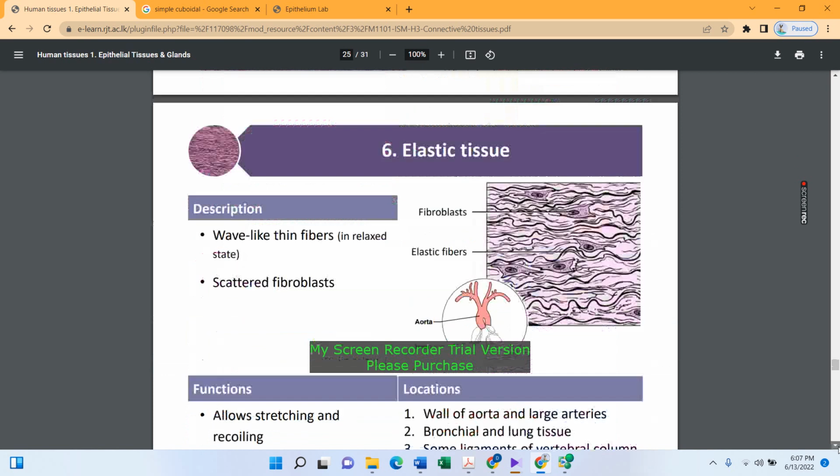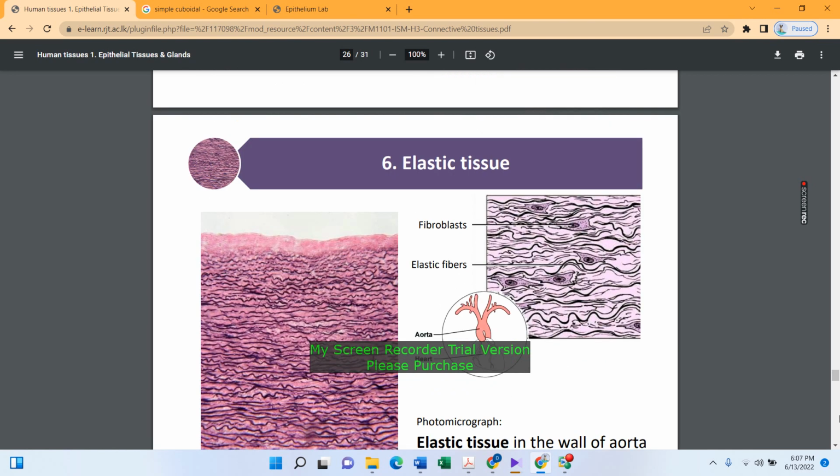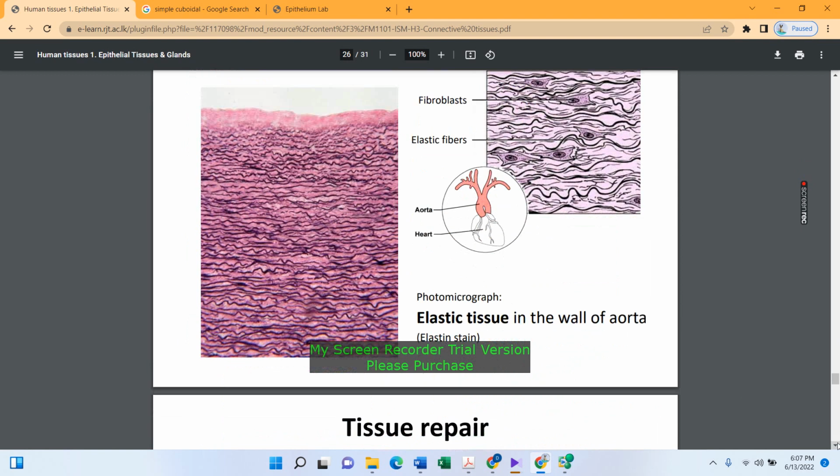Not only joint capsules, but also in the dermis of skin, we can find this dense irregular connective tissue. So finally, we reach the elastic tissue. That's the final type of dense connective tissue. It's wave-like thin fibers, and it has scattered fibroblasts. So it has elastic fibers, wave-like thin fibers, and scattered fibroblasts. You can see the histological diagram. It's got wavy elastic fibers and scattered fibroblasts. It's a very special histological diagram.